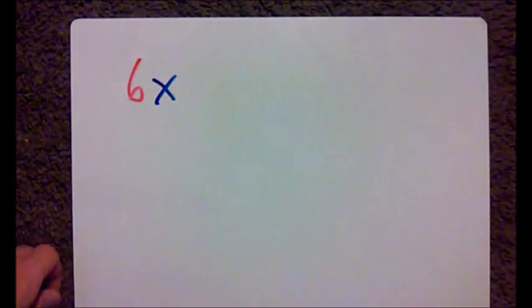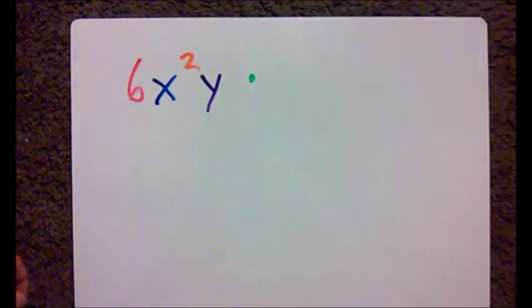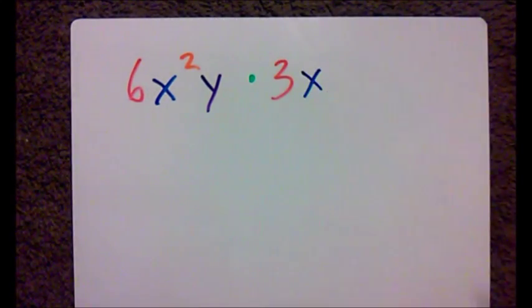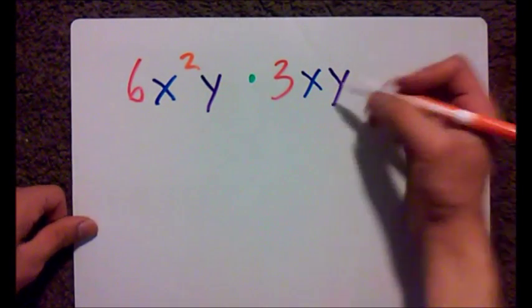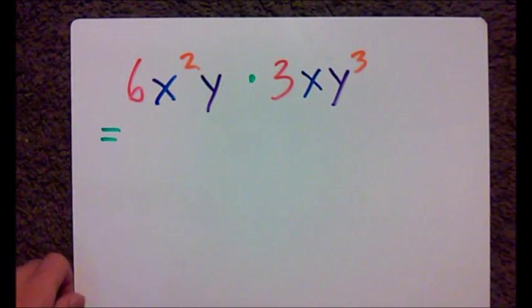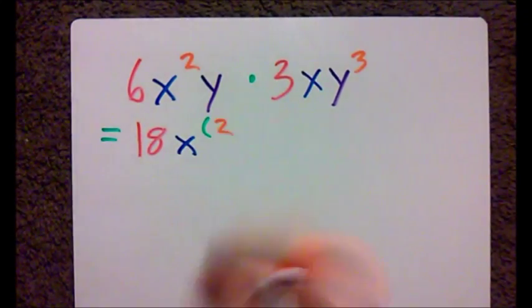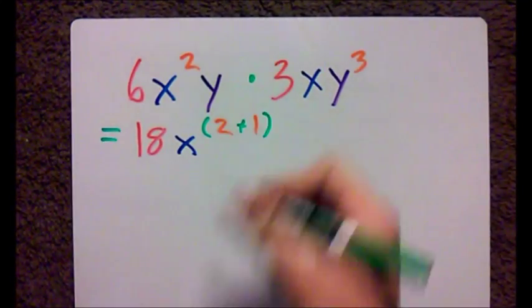Here's an example that demonstrates this rule. 6x squared y all multiplied by 3xy cubed. When multiplying 6x squared y and 3xy cubed, we can go ahead and multiply the two coefficients. So 6 times 3 is 18. Now we have to multiply the variables.